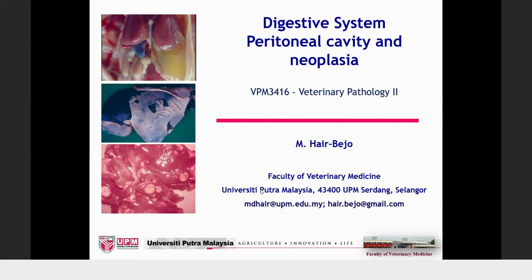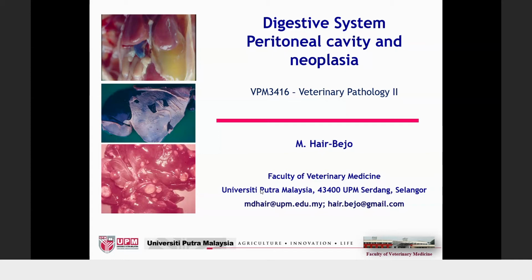You remember we have already completed the main part of the gastrointestinal tract. From the oral cavity, we moved to the esophagus, then the stomach and intestine. So lecture 7 covers more on the lesions associated with the GIT, and one of the most important parts is the peritoneal cavity.